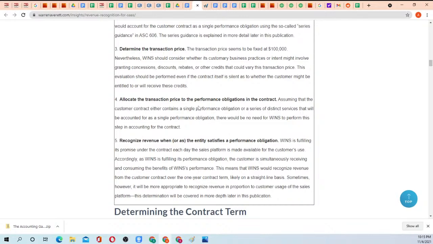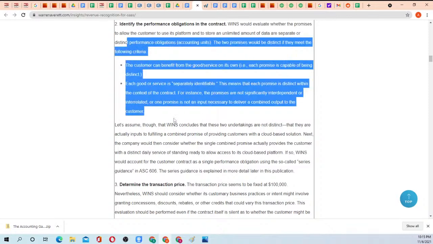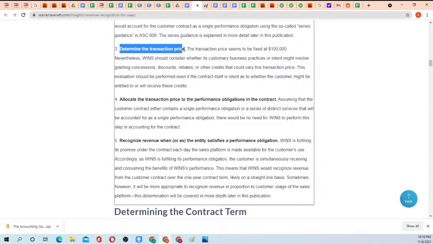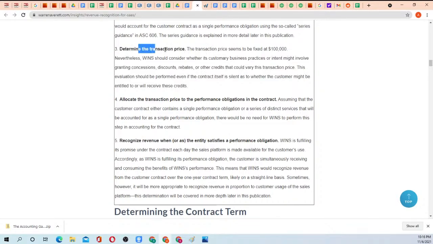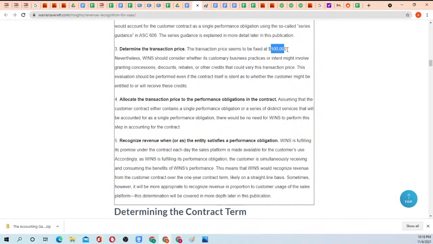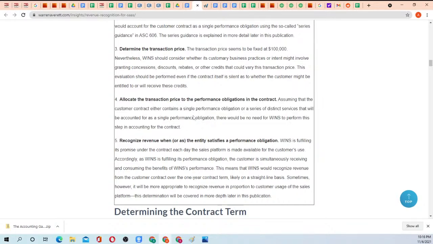Allocate the transaction price to the performance obligation. So we concluded that there is a single performance obligation here. That's basically one product, one service, SaaS. It's not two different services. So we basically allocate the full transaction price. We allocate 100K, adjusted for all possible concessions, discounts, and rebates, to the single performance obligation.